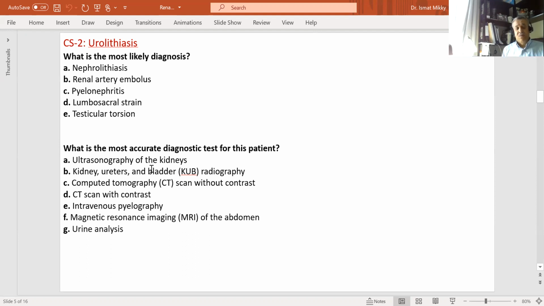So we have four kinds of stones. We have calcium stones, the most common type. We have struvite stones, which are composed of three elements: magnesium, ammonium, and phosphate. And then we have uric acid stones and cystine stones. The most common one is calcium stones, calcium oxalate or calcium phosphate.